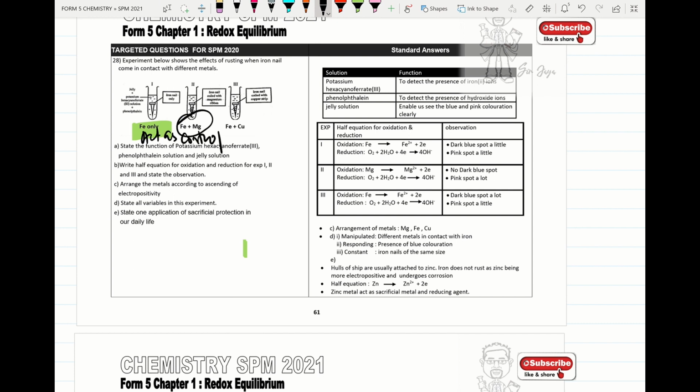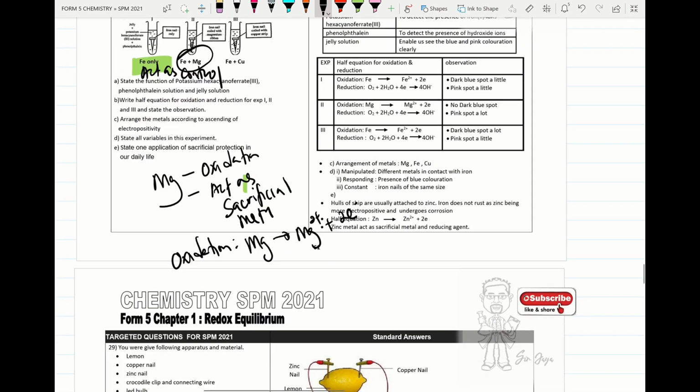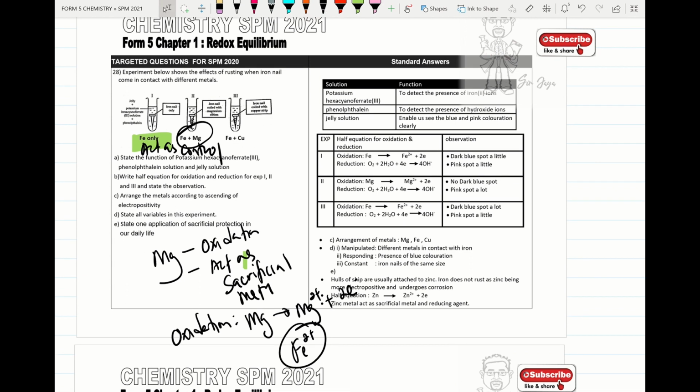So here the iron nail comes in contact with magnesium, which is more electropositive, therefore it will undergo oxidation. The magnesium acts as a sacrificial metal. So oxidation will be undergone by the magnesium atom. The magnesium atom undergoes oxidation and forms magnesium ion. Therefore, iron 2 ion is absent. In the absence of iron 2 ion, what will happen? The potassium hexacyanoferrate does not form dark blue spot. So here rusting is prevented.